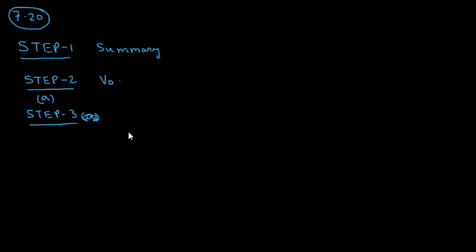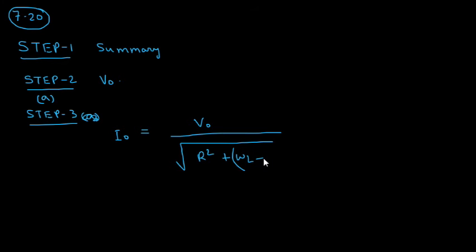So step 3 for the A part: first we have to use the formula and find out the value of I naught, that is R square plus (omega L minus 1 upon omega C) whole square. You have to remember this formula. Without this formula you can't solve this sum.